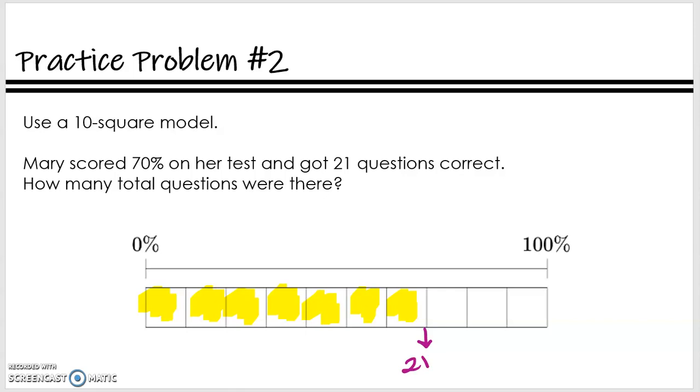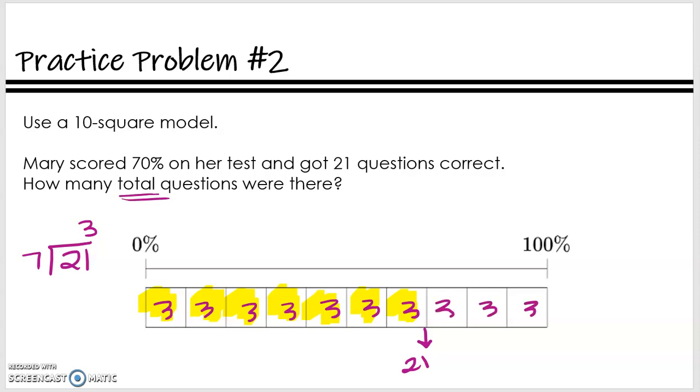So to figure out each little piece, we're going to take 21, we're going to divide it by 7. Well, we know that 21 divided by 7 is 3. Therefore, these are all equal to 3. Make sure, yes, 3 times 7, 21. So if I want to figure out how many total questions there were, I'm going to finish filling this out. Well, I have 10 squares. Each square equals 3. So when I multiply that, I get 30.